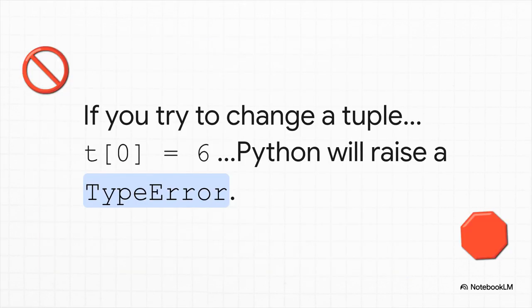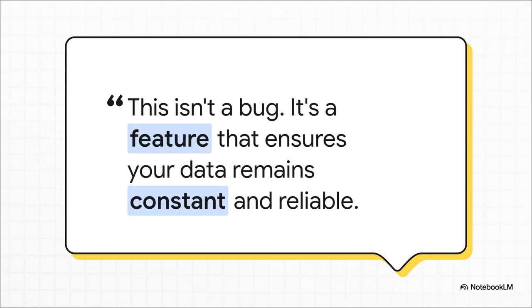So just watch this. What happens if we try to treat a tuple like it's a list? We set it up, we try to change that first element, and bam! Python throws up a wall. You get a type error. And I really want to drive this point home. That error, that's not a bug. It's 100% a feature. That's Python doing its job, protecting your data just like you asked it to, making sure it stays constant and reliable.